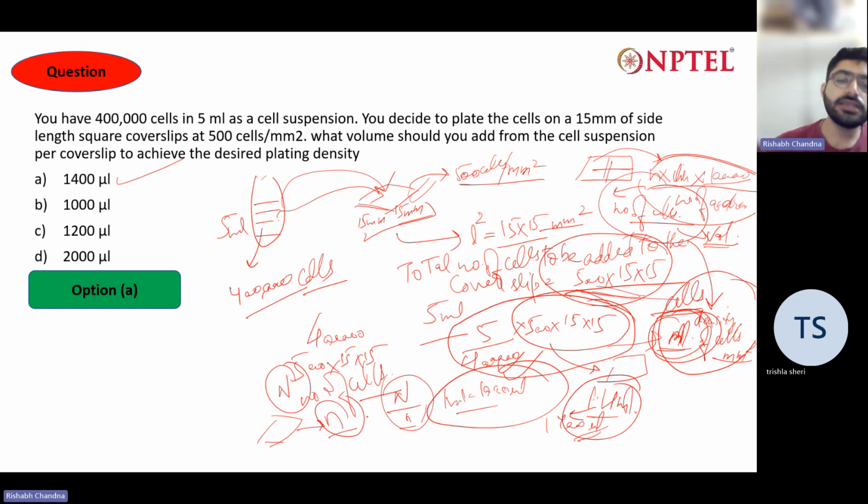Certainly the question can also be changed in this case so that the cover slips you are using are of different shapes. For example, it can be rectangular, circular, or triangular. So any scenario can be used, and you must know how we calculate the area of these particular shapes. On this basis, different questions can be made for calculations of particular cells to be added on a certain amount of media or something like that.